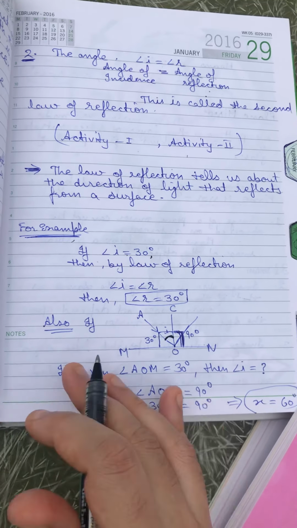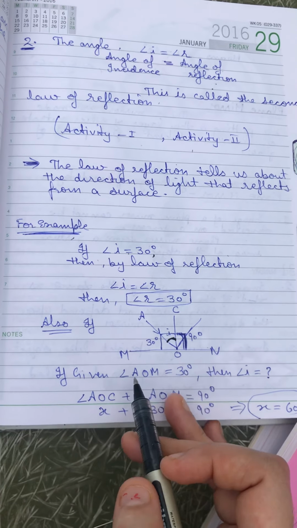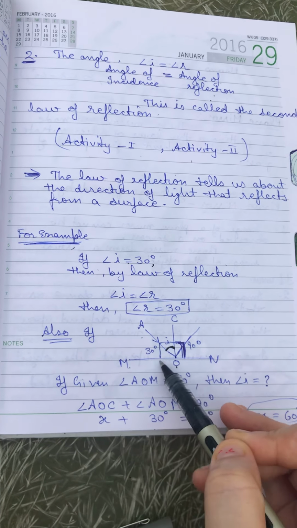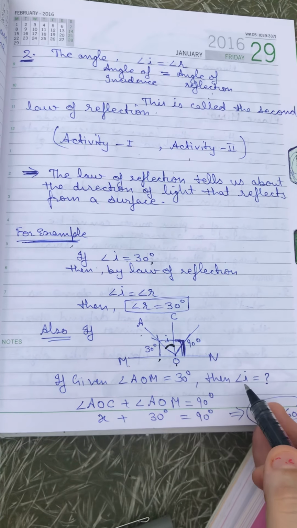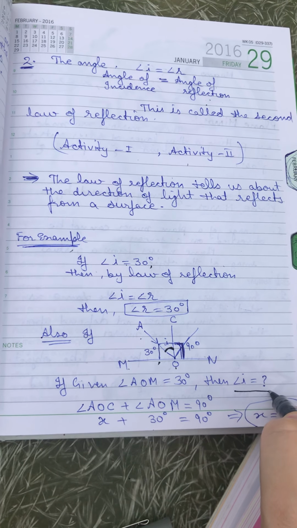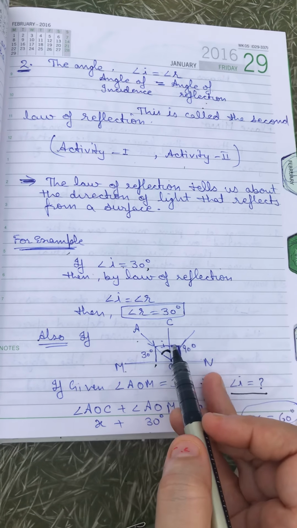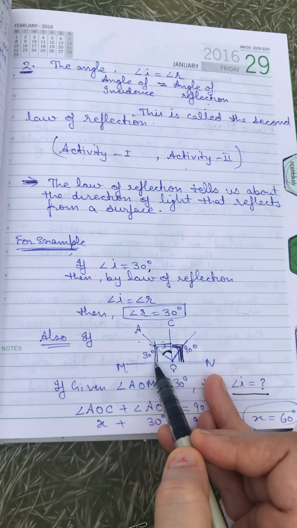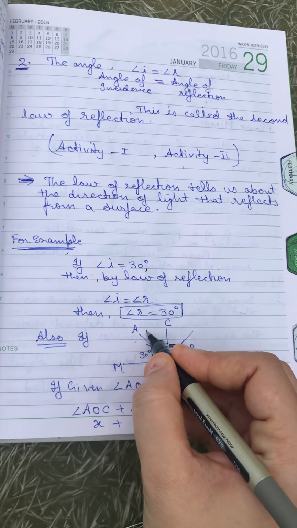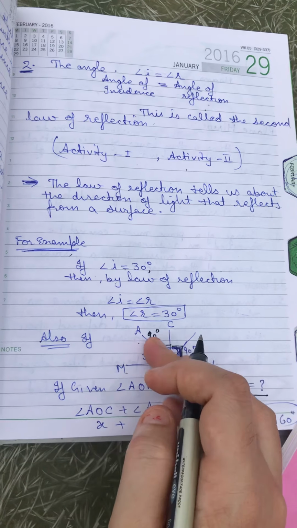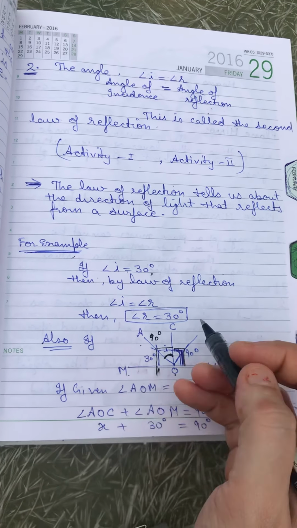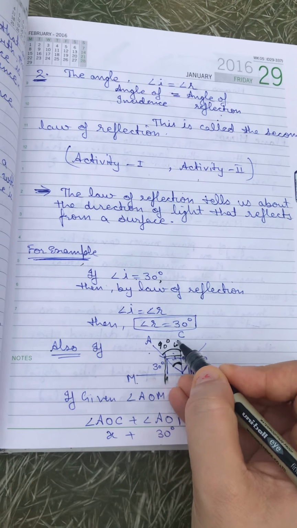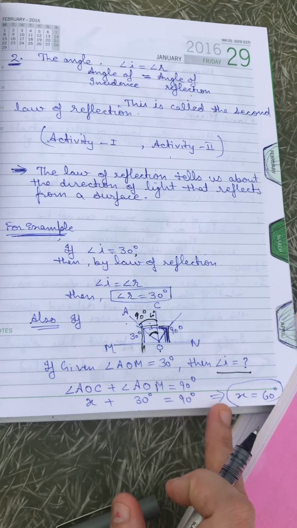Also, if angle AOM is 30 degrees, then we have to find angle I. How will we find angle I? We know that this angle is 90 degrees. This angle is also 90 degrees. This is 90 degrees total and this is 30 degrees. So the remaining one is 60 degrees. Okay. Also, we can find this.